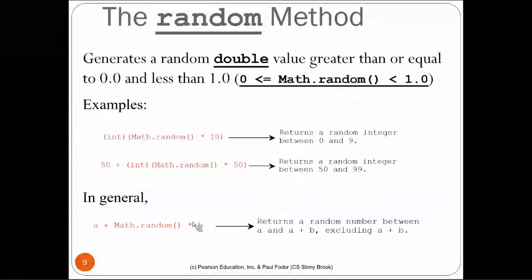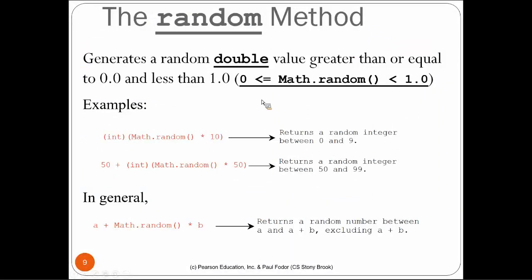The random method can also be used to return integers. Let's assume that we want a random integer between 0 and 9. What we can do is multiply Math.random with 10. That will give us a number in the interval from 0 to 10, not including 10. And then we can cast it to integer. That will return a random integer between 0 and 9 in that discrete set.